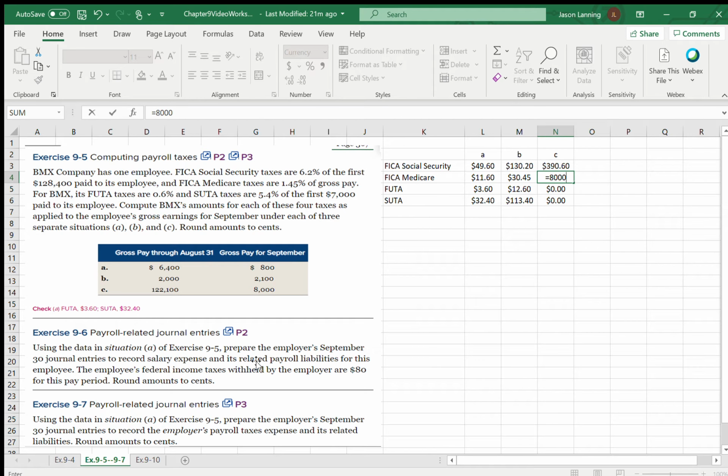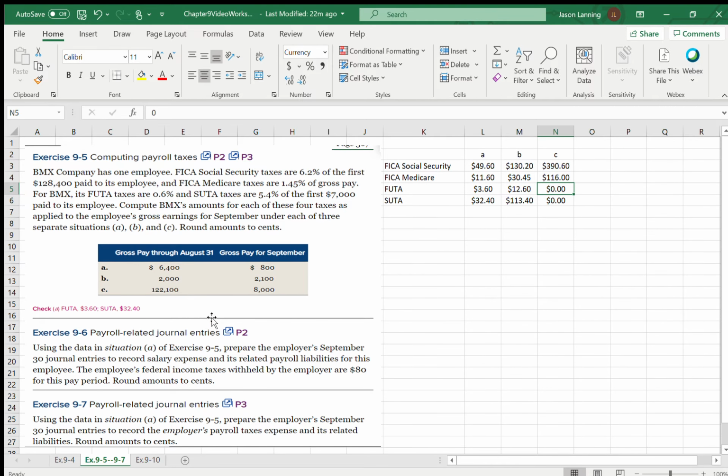It's 8,000 times your 0.0145. So for C, we have 116 as their Medicare. So that's how we calculate the tax. So what we've got to be careful for here are these thresholds.